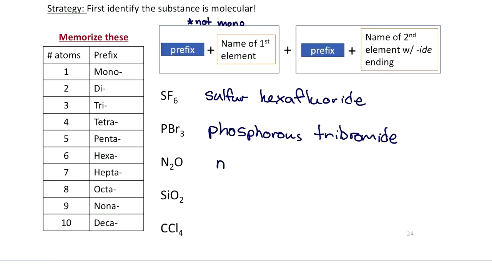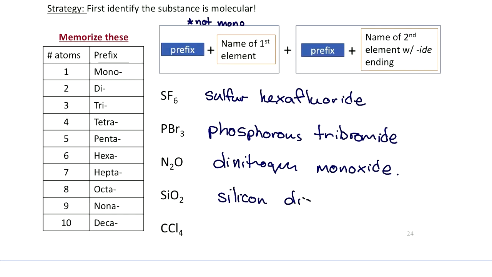N2O. What is it? Yeah, in this case, we do say dinitrogen monoxide. All right. Like we had carbon monoxide. Here we have two of the first element, so it's dinitrogen monoxide. All right, SiO2. Silicon dioxide. And the last one is carbon tetrachloride.